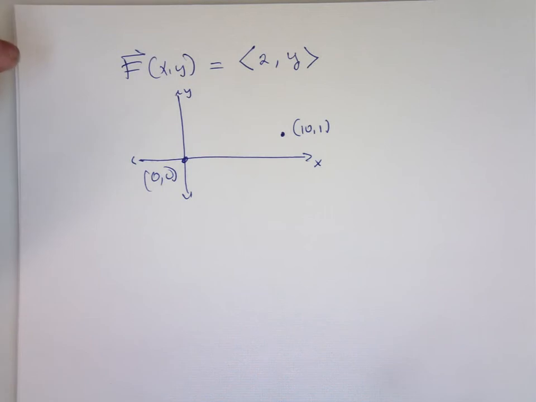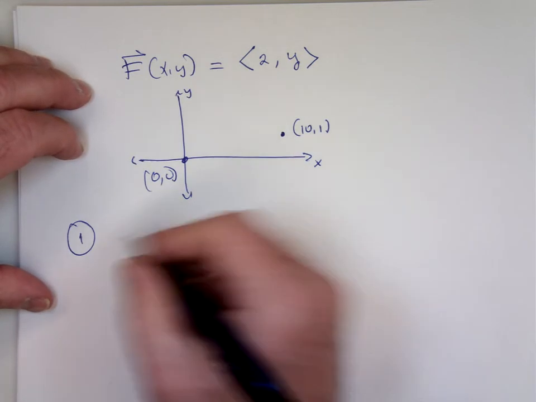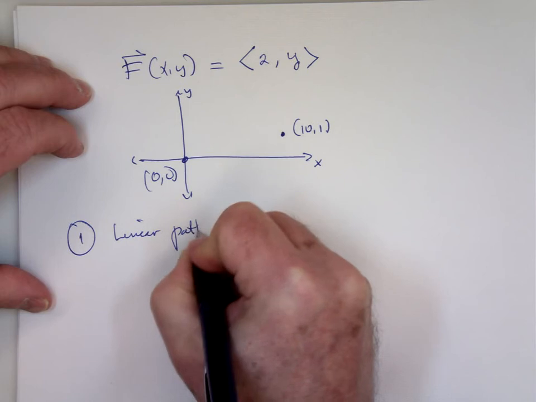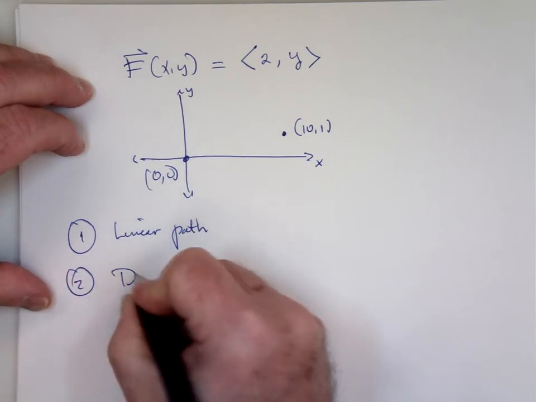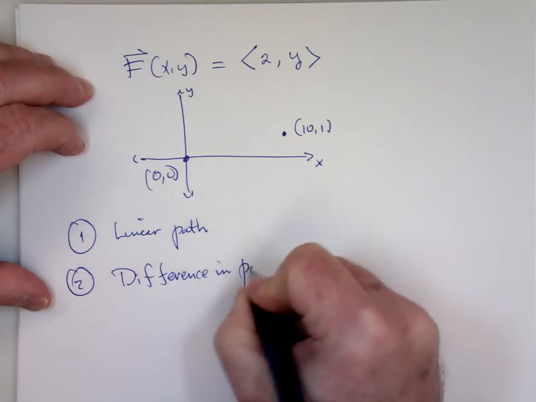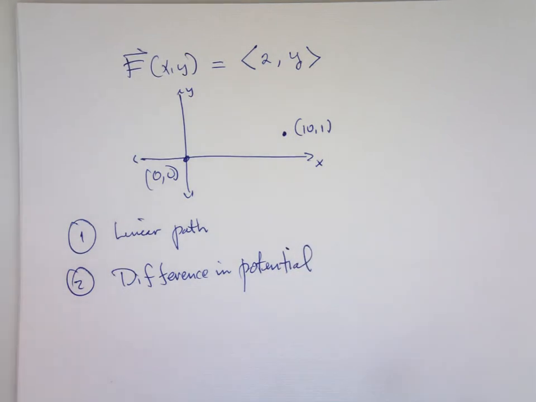Here's what I want you to do. Two things. One, find the work along the linear path. Two, find the work by finding the difference in potential. Go ahead, and then I'll do it. Then we'll do it together. So you guys do it first, though. Give it a shot.